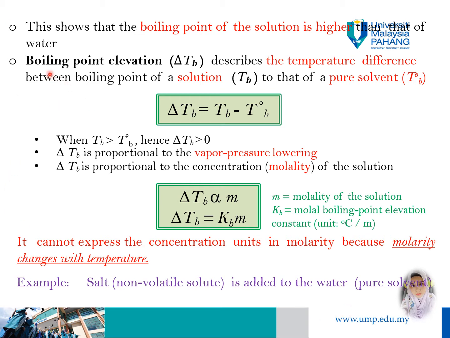The boiling point elevation, or delta TB, is described as the temperature difference between the boiling point of the solution, TB, minus the boiling point of the pure solvent, which is TB naught. The boiling point elevation is proportional to the vapor pressure lowering and the concentration of the solution, where m is the molality of the solution and Kb is the molal boiling point elevation constant.